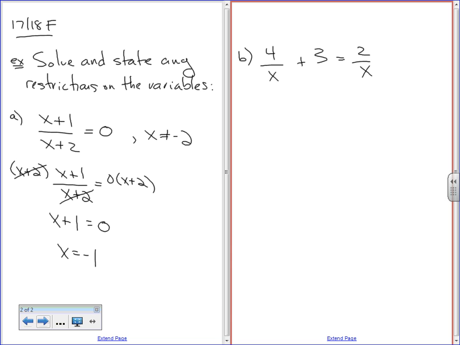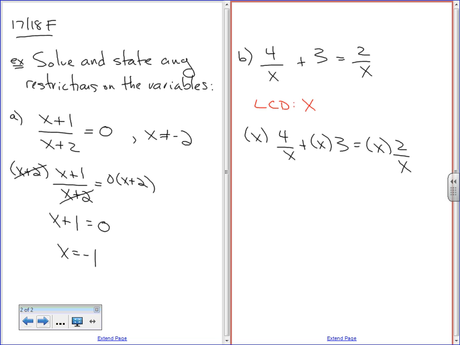4 divided by x plus 3 is equal to 2 divided by x. So there's 3 terms in this expression. The first thing you want to do is identify the lowest common denominator. So in this case, what's the lowest common denominator? Rebecca, x. So that happens to be the only common denominator, right? So we're going to multiply all the terms by x. So I'm going to go x times the first term plus x times the second term is equal to x times the third term.